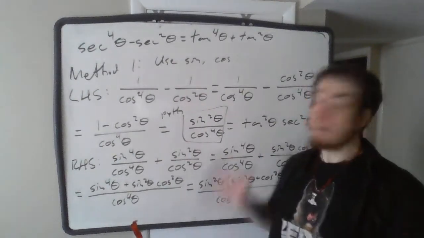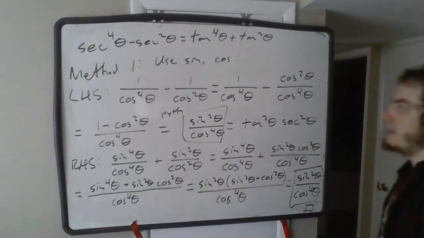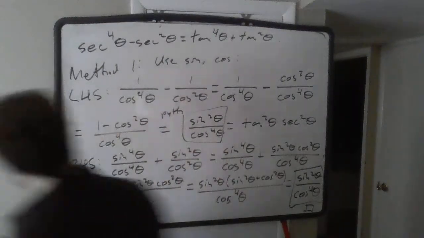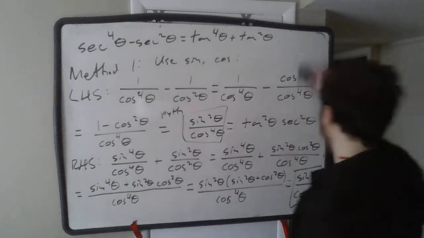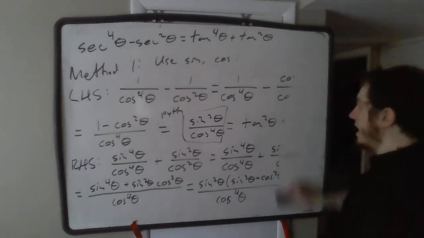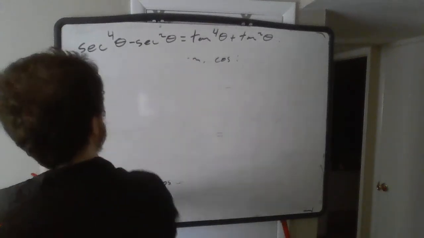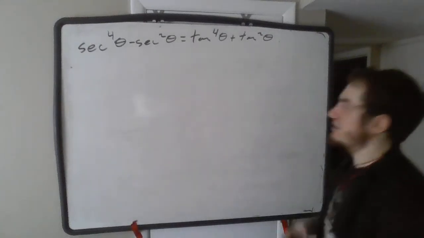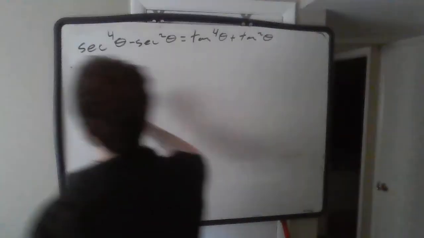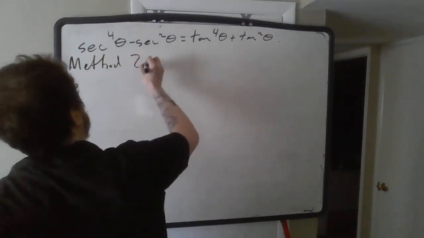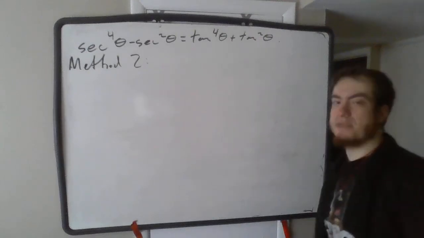Okay, that was a kind of crazy problem. Now, this is the first method, using sines and cosines. There is a second method that you can use. I want to show you method number 2 here. The second method is to leave everything in terms of secants and tangents. In some ways, this is going to be a little bit shorter and not involve as many fractions.